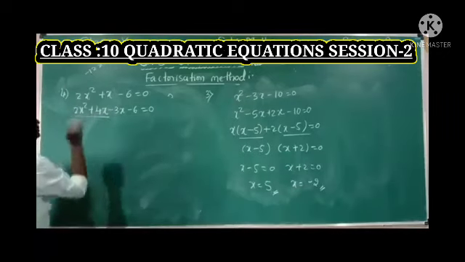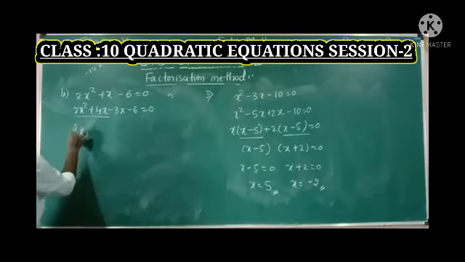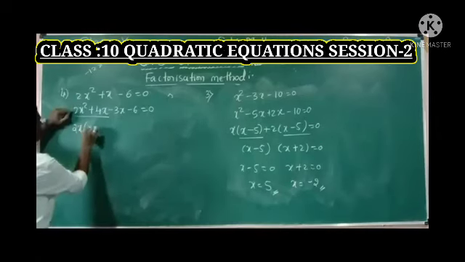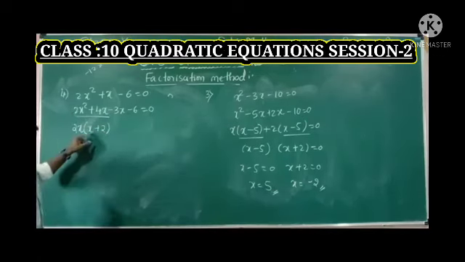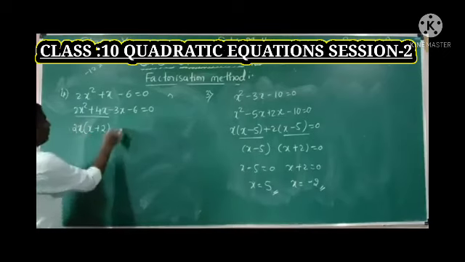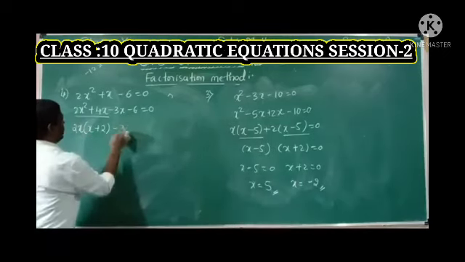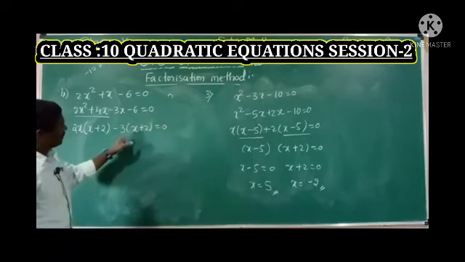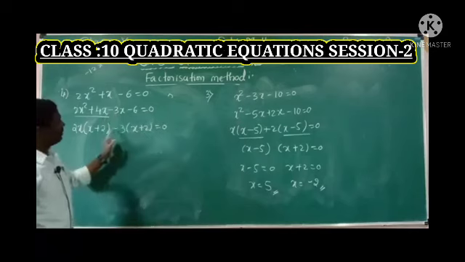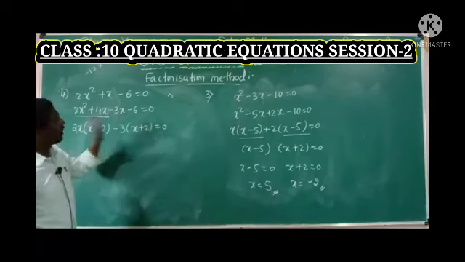So in the first two terms, what is the common term? 2x, right? So the remaining is x plus 2. 2x into x, 2x square, 2x into 2, 4x, minus 3 times x plus 2, which is equal to 0. Minus 3 into x, minus 3x, minus 3 into 2, minus 6.